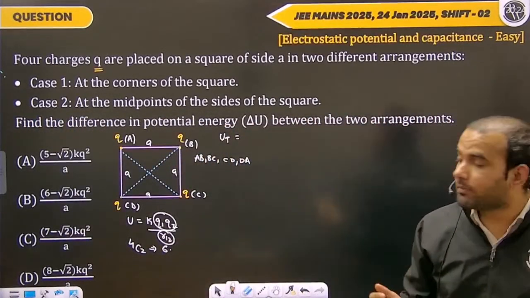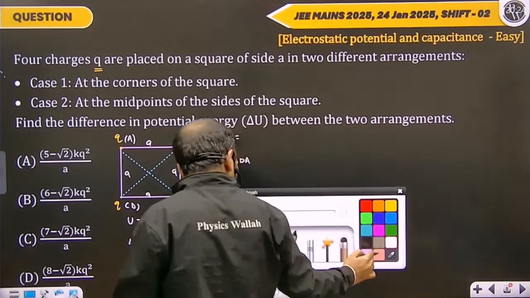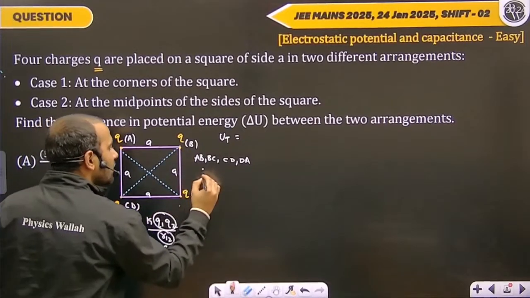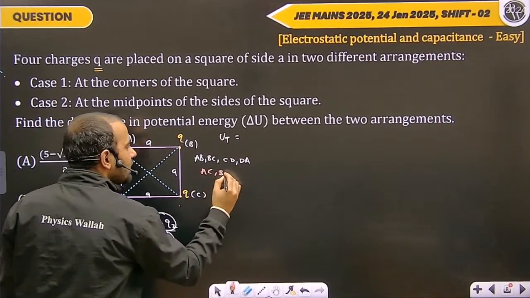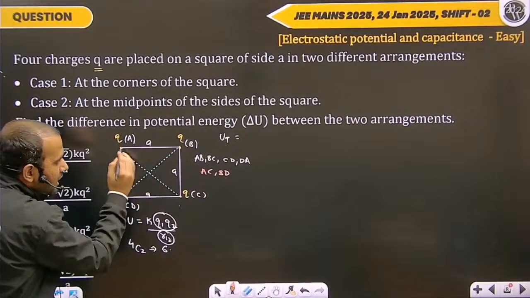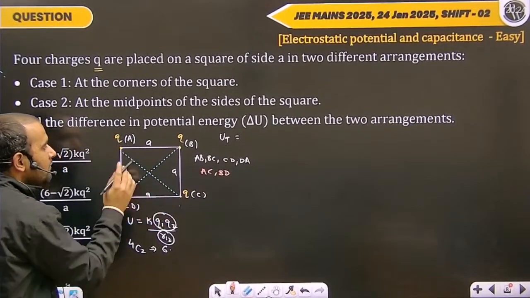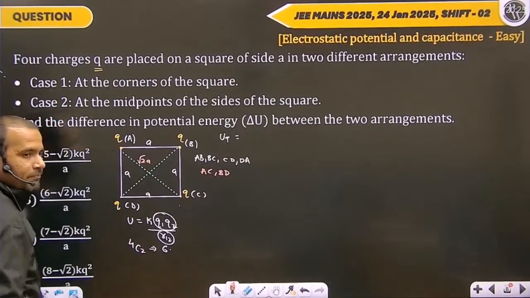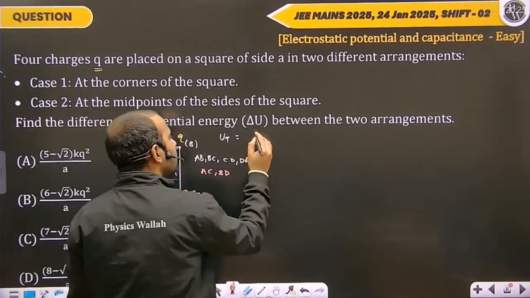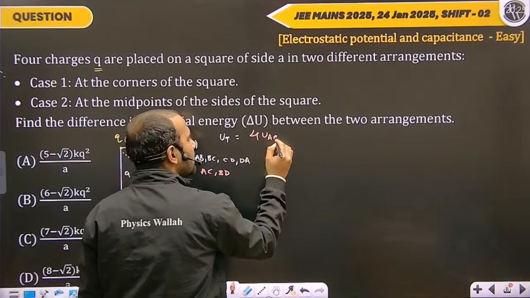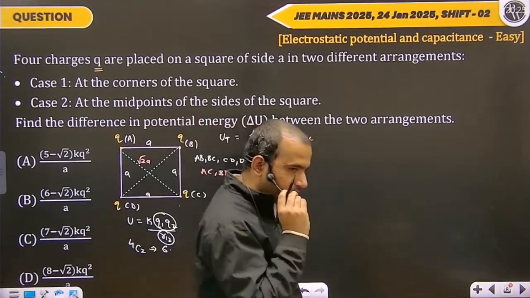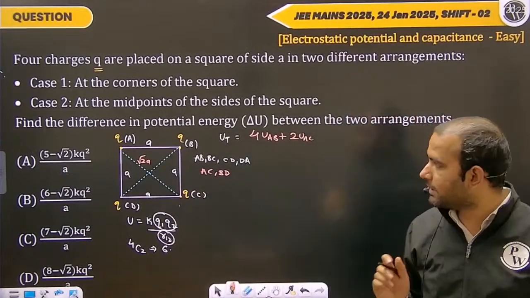Another 2 types will be A and C, and B and D. So A and C, comma B and D, they are having product of charge as Q square, and the distance between them, this is A, this is A, this distance will be root 2A. So what is the total energy? It will be 4 times the energy of AB plus 2 times the energy of AC. I hope you are able to understand this part.